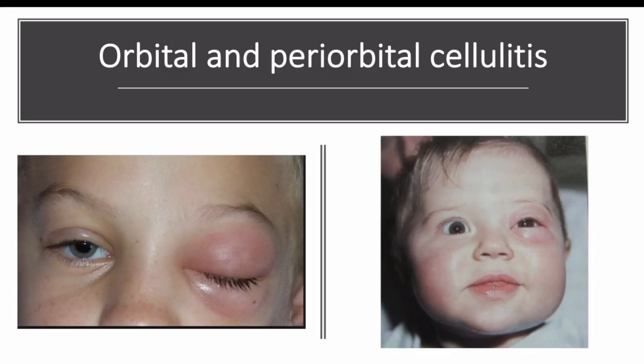So proptosis is a sign of orbital. Decreased visual acuity, you think it's with periorbital or orbital? Orbital. With orbital, decreased visual acuity, and painful eye movement, with orbital, not periorbital. So why do we bother to distinguish between orbital and periorbital cellulitis? Because of what? Management. So what do you think the difference is in the management?